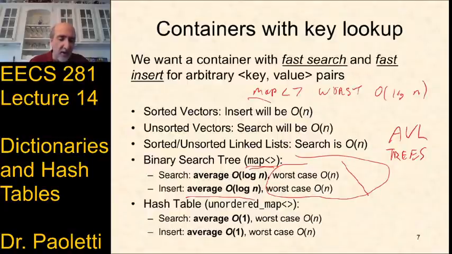Okay, so if we did that, we could get a worst-case log n. That would be pretty good. But the hash tables, which is what's used by unordered map in the STL, we are going to get an average case of O of 1. And that's going to be really useful to us. And it does have a worst case of O of n.